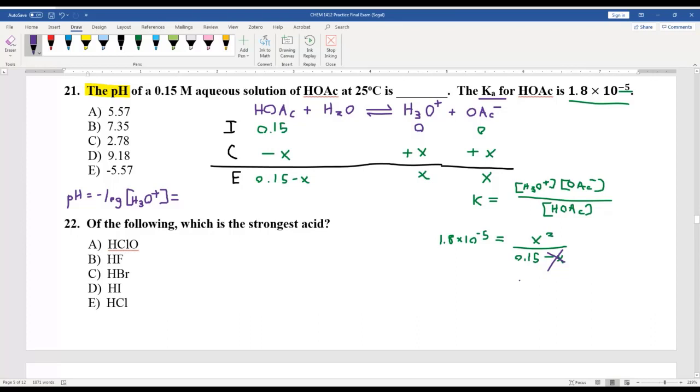So multiply both sides by 0.15 and take the square root of that. And that's going to give you 0.0 something or other. So 1.8 times 10 to the negative fifth times 0.15, square root. It's going to give you 0.00164 molarity. I can then plug that back up into my pH equation and take the negative log of that.